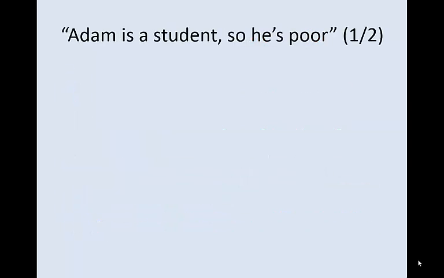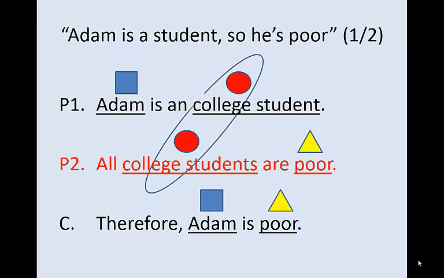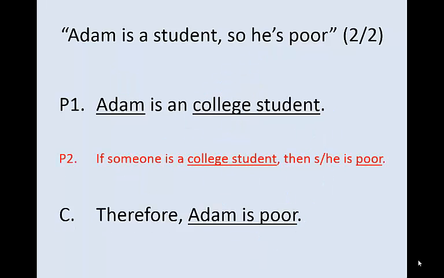All right, so let's get a second example. Here's an argument. Somebody says Adam is a student, so he's poor. So here we have an argument stated in logically valid form. Adam is a college student. All college students are poor. Therefore, Adam is poor. Same form as the previous argument. Now, of course, we can also give this with an if and a then.